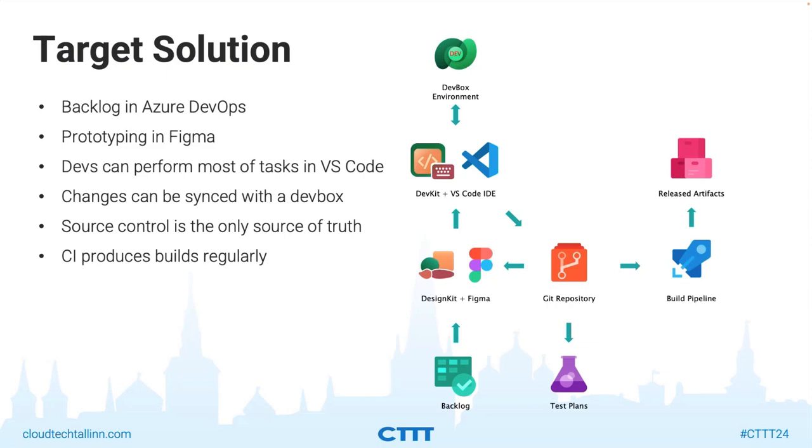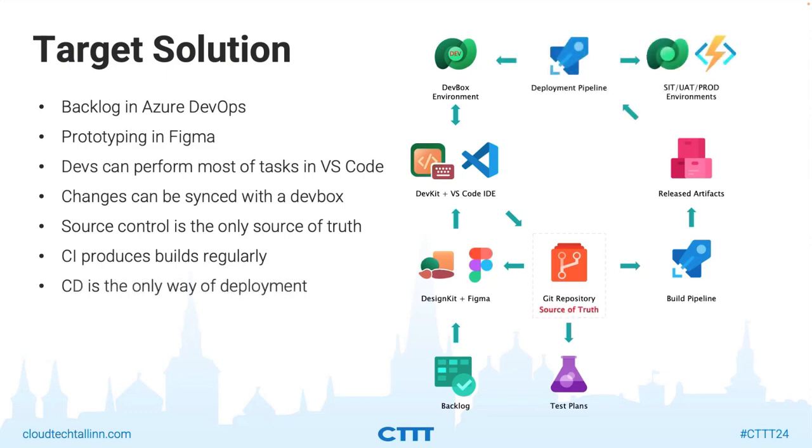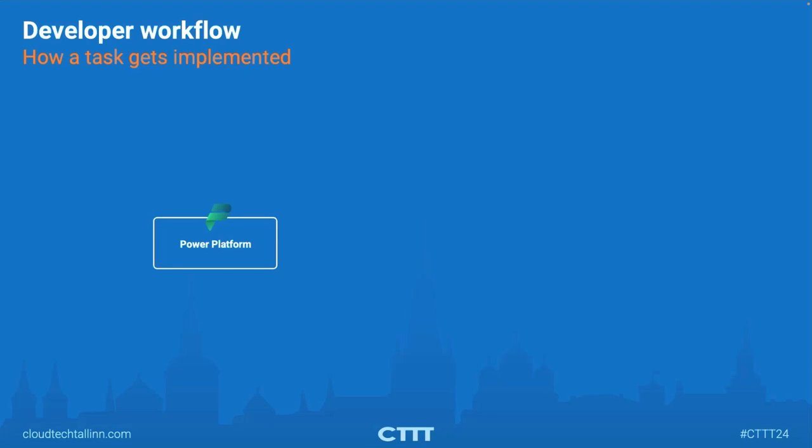The build pipeline in Azure DevOps is launched. You can create the artifacts which can be deployed to an actual environment, and that's when another pipeline comes in, which can deliver it to like the DevBox or like testing production environments. So this is the high level overview.